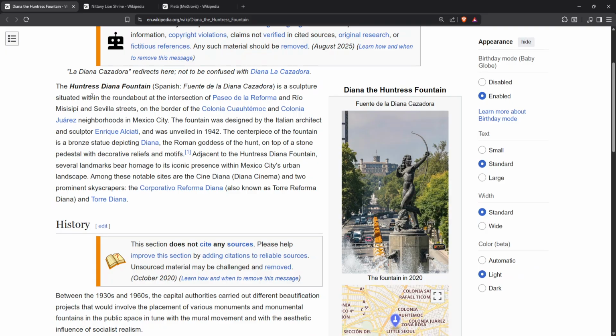Among these notable sites are CM Diana, Diana Cinema, and two prominent skyscrapers, the Torre Reforma Diana, and Diana.